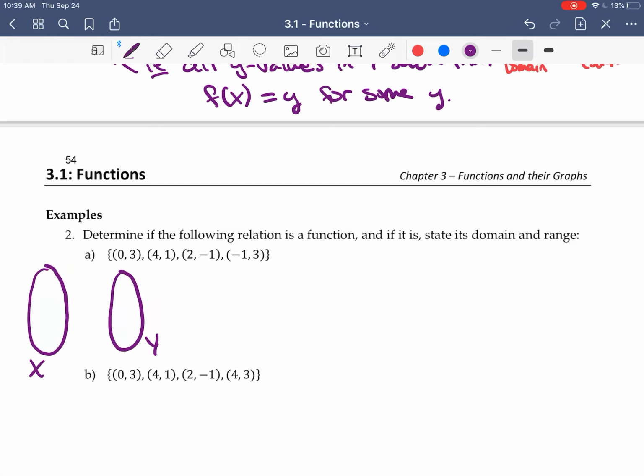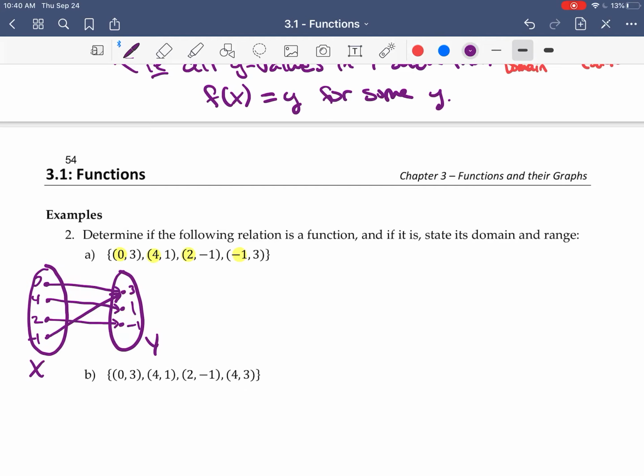Here, in my x set, I want to put all the x coordinates. So that's going to be 0, 4, 2, and negative 1. So I'm going to have 4 dots in here. And then 0 goes to 3, so I have a 3 over here. So 0 maps to 3. 4 maps to 1, so that's a new point over here. 2 maps to negative 1, so that's a point over here. And negative 1 also goes to 3. So it goes over there.